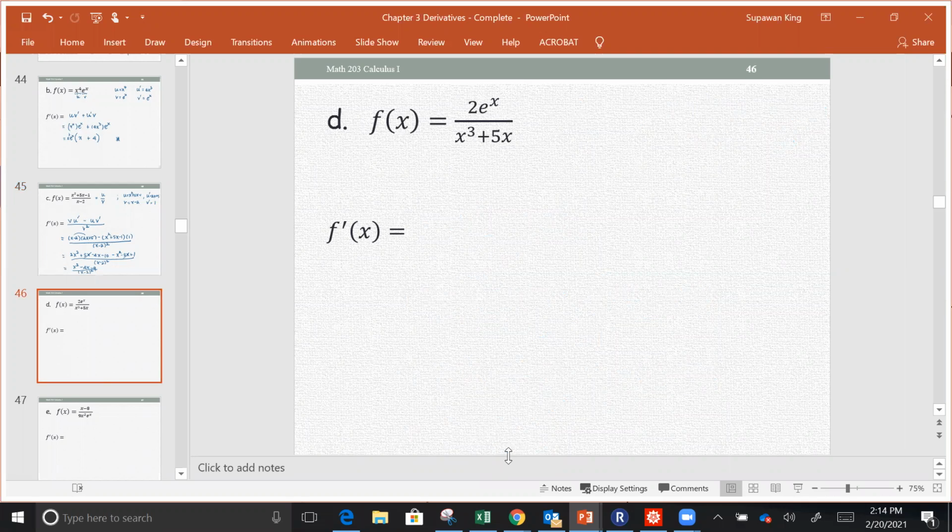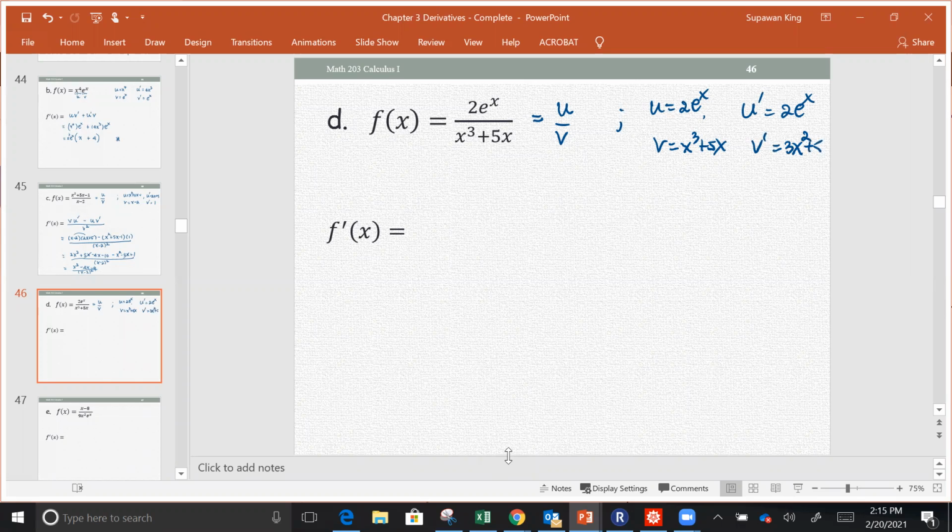Part D, f of x equals 2e to the x divided by x to the third plus 5x. Another quotient form. Let u be 2e to the x and v be x to the third plus 5x. On the side, u equals 2e to the x. U prime is 2e to the x. For v equals x to the third plus 5x, v prime is 3x to the second plus 5.